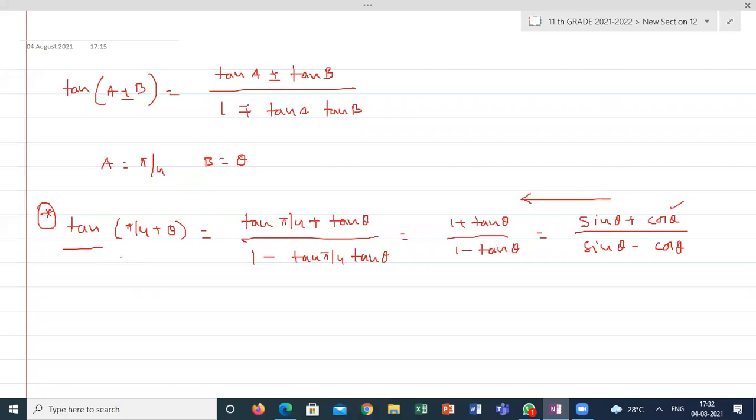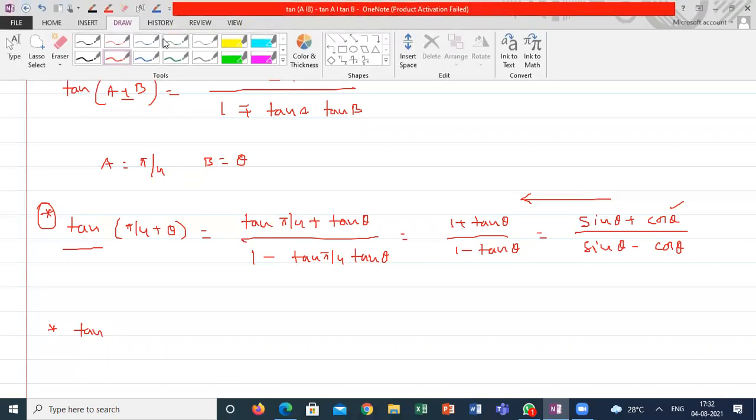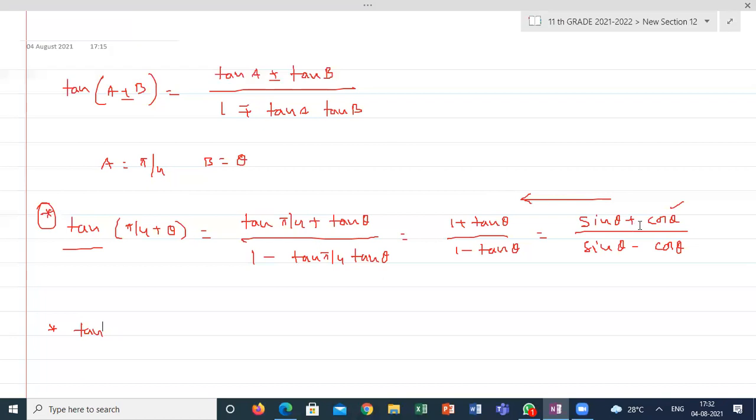Sir, yes. Sir, it should be sine theta plus cos theta upon cos theta minus sine theta. Yeah, cos theta plus sine theta. Yes, please. After taking LCM, you will get cos theta plus sine theta divided by cos theta minus sine theta. So this is the final expression.